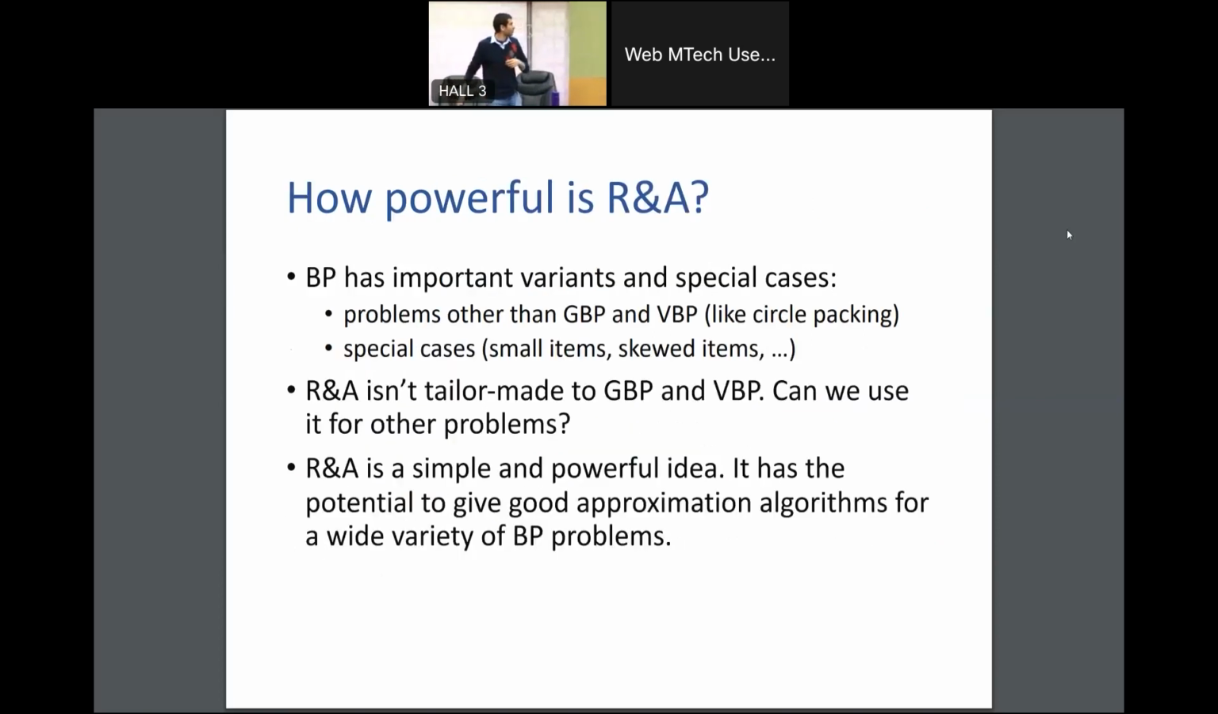Now I've talked about geometric and vector bin packing, but these are not the only variants of bin packing. You can also have other variants like packing circular items into circular bins, or variants where two items don't want to be packed together and things like that. But the round and approx framework is not tailor made to geometric bin packing or vector bin packing. It seems like a simple and powerful idea and has the potential to give good approximation algorithms for a wide variety of bin packing problems.